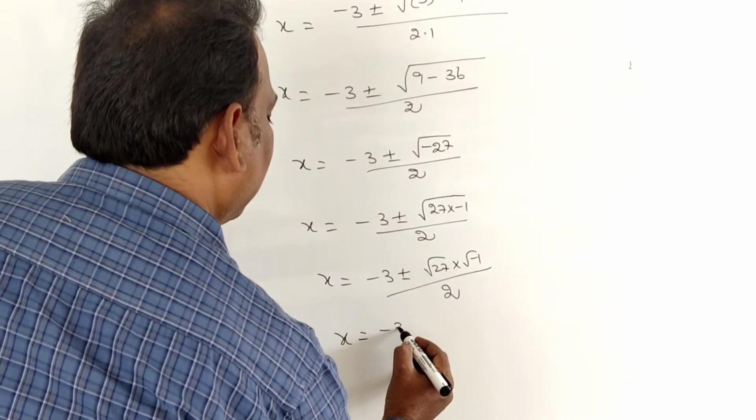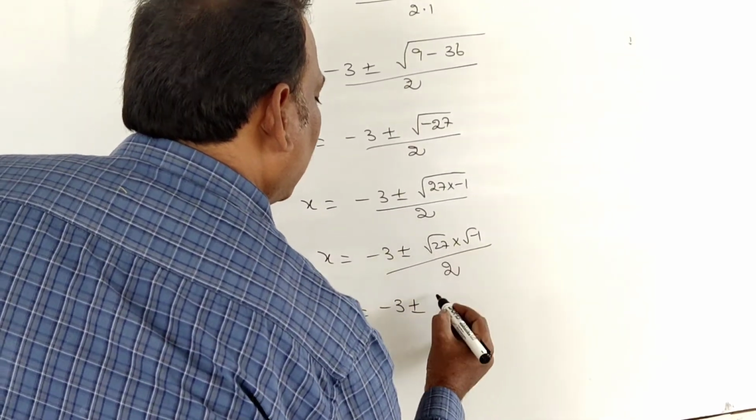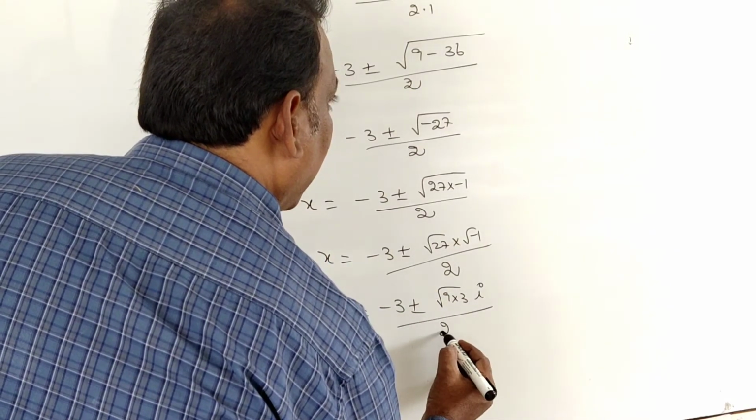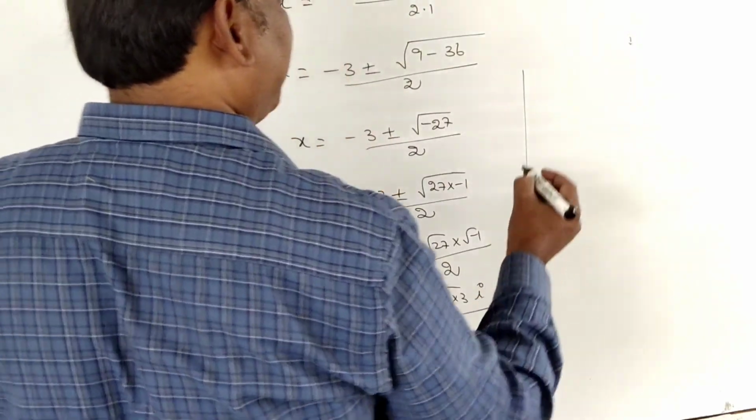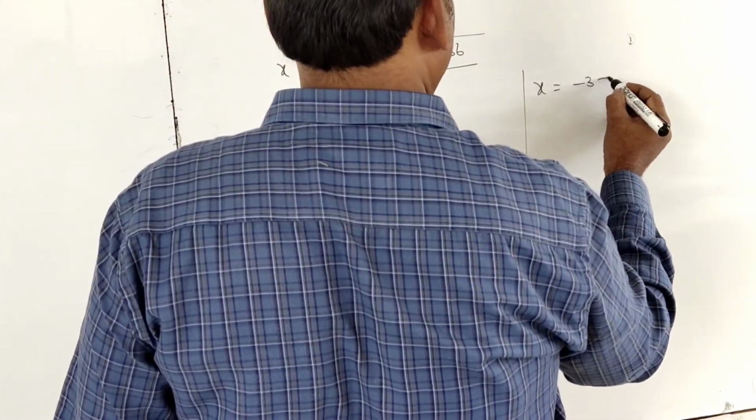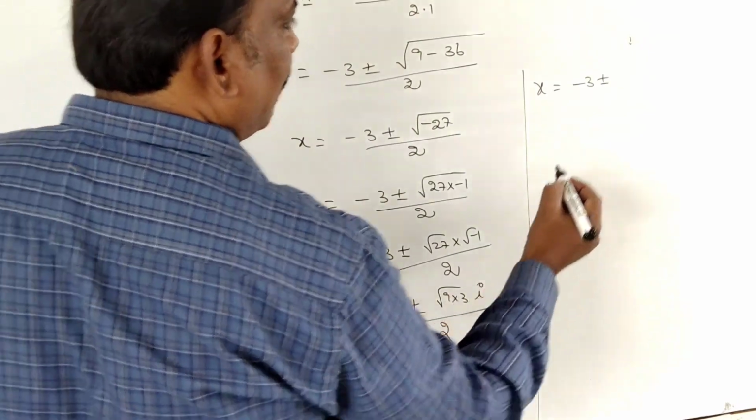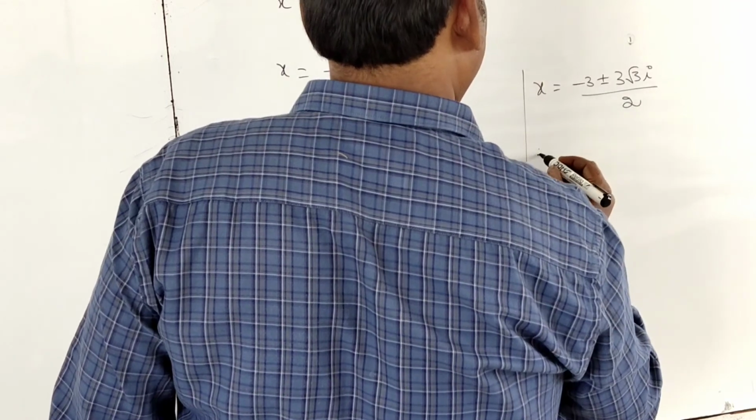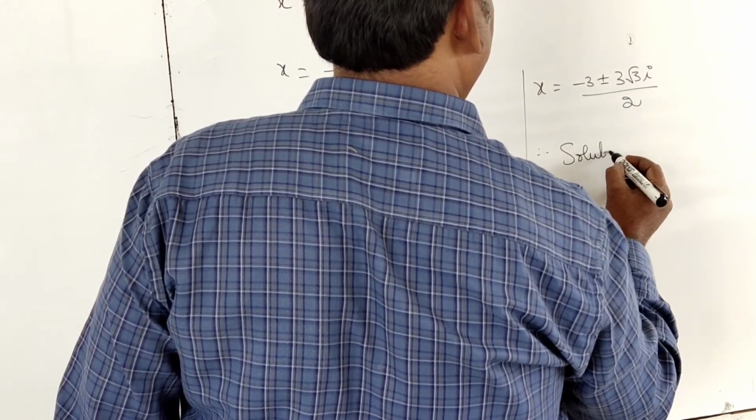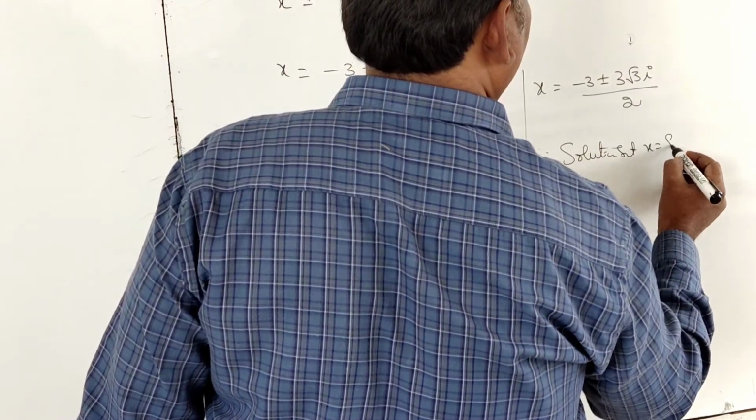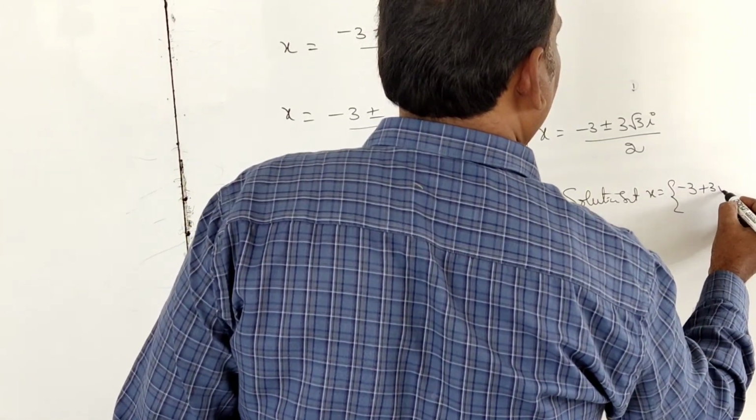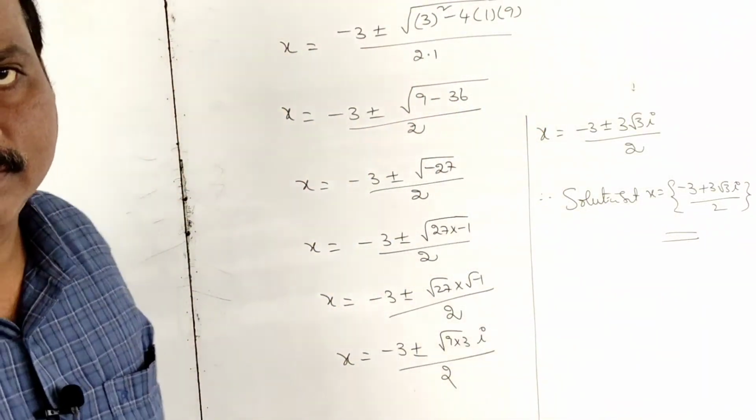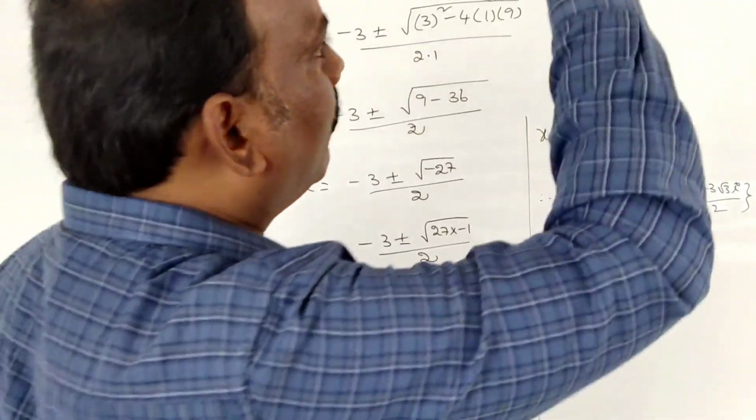So x is equal to minus 3 plus or minus root 27, I can write 9 into 3, root of minus 1 is i, upon 2. So you can simplify: x is equal to minus 3 plus or minus root 9 value is 3, root 3i upon 2. So therefore solution set x is equal to set of minus 3 plus or minus 3 root 3i upon 2. This is our solution. Understood, students? Right, one more problem I will explain.